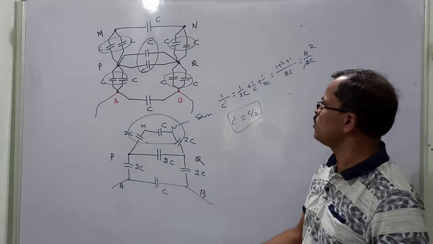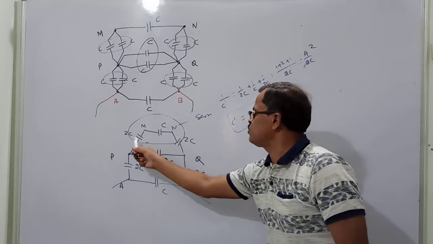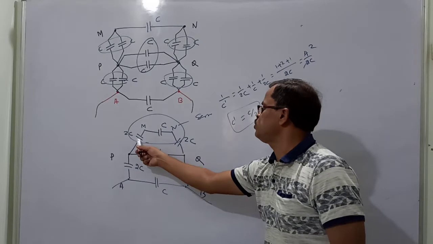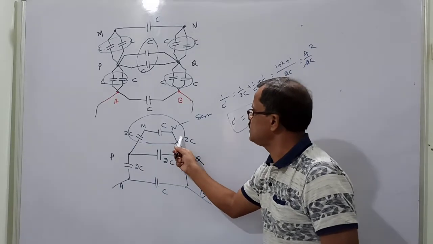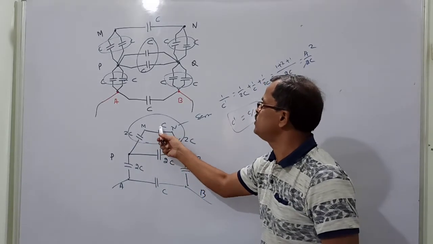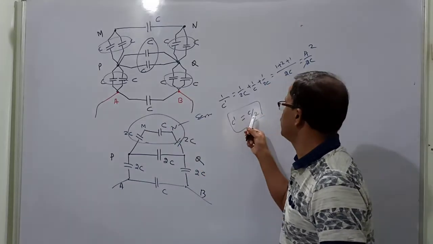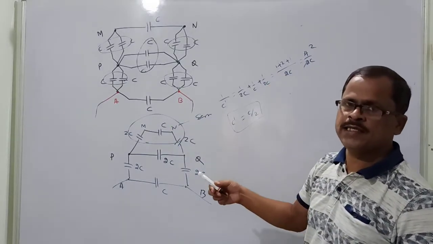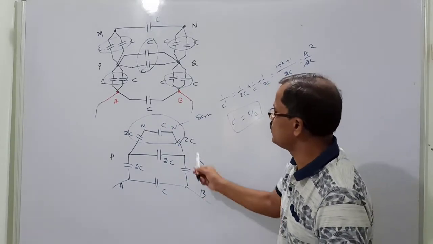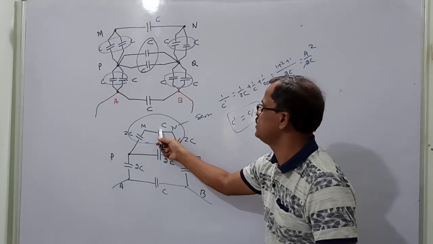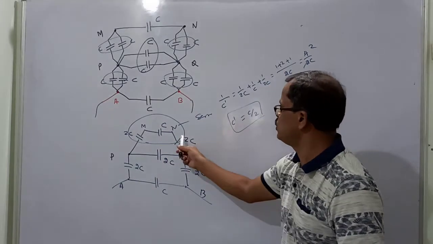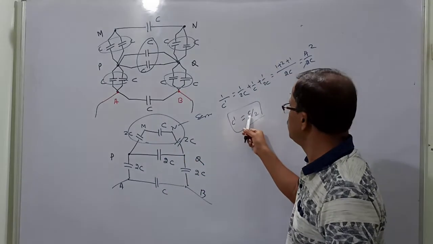Or directly you can also say 2C and 2C in series give C, and this C again in series, so it will be C by 2. Directly also you can get the answer. When it comes to practice, you can solve the problem quickly. 2C, 2C, and C in series, that comes to be C by 2.